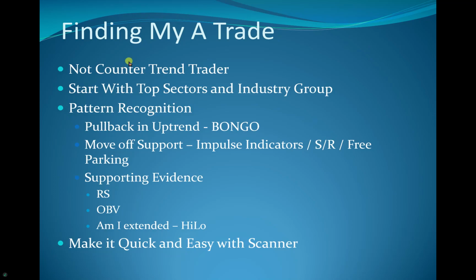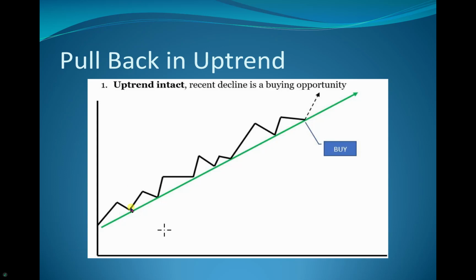So I'm not a counter trend trader. I want the top sectors and industry groups. I want that pullback in an uptrend, and I can use my tools to find it. I want the supporting evidence to say it looks good, and then I want to make it easy and find it with the scanner. This is what I buy. I don't buy it here. I buy it when it pulls back to support.